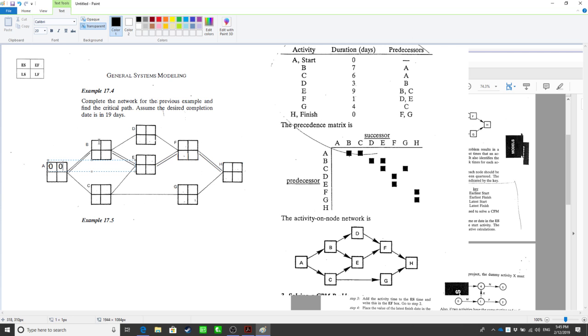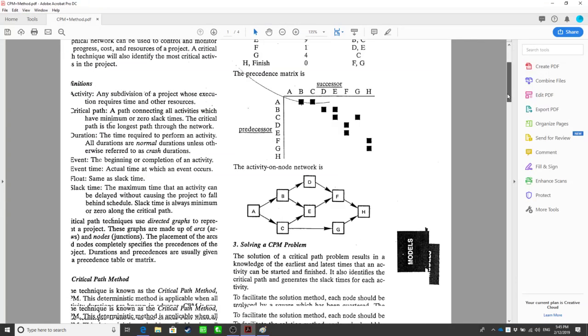It's not B, right? You said early finish is early start plus duration. Yes, earliest finish is the earliest start plus the duration. So 0, 0, 0. Okay, and then let's go back here. Let's see what is the second step.